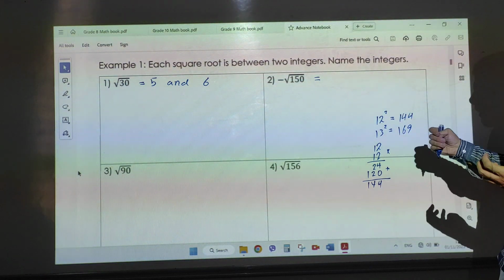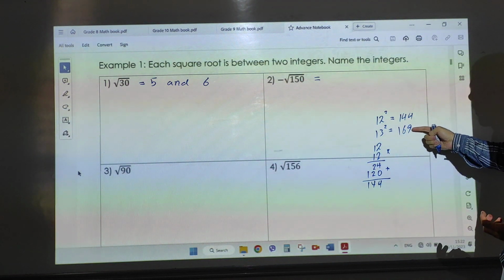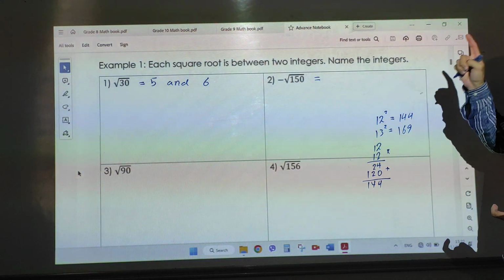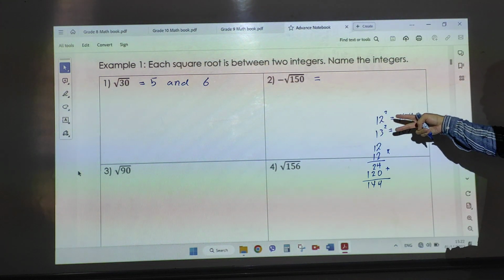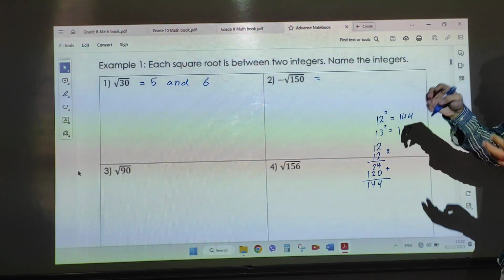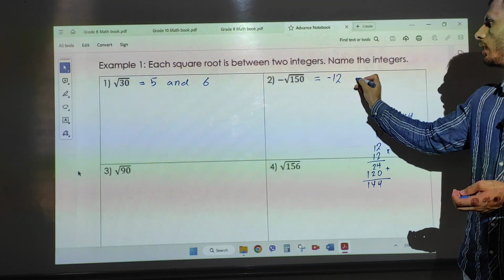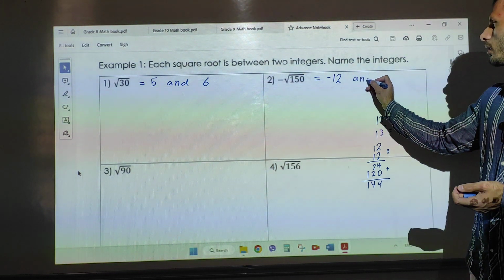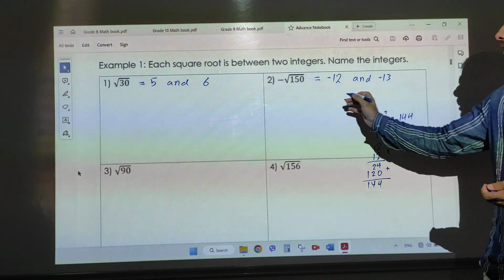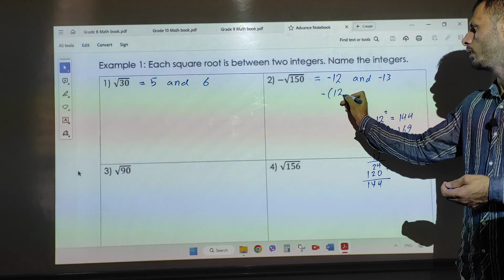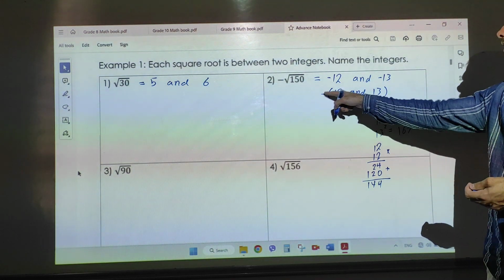150 is between two perfect squares: 144, which is less than it, and 169. But be very careful about the sign. We have a negative before, so we take these two numbers, 12 and 13, as negative 12 and negative 13. Or you can say negative 12 and 13, where the negative applies to both of them.